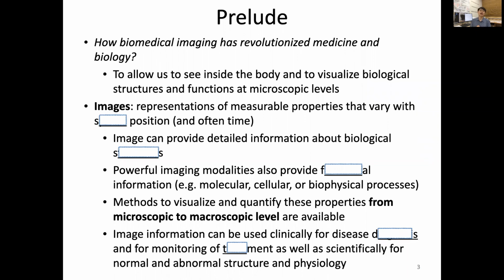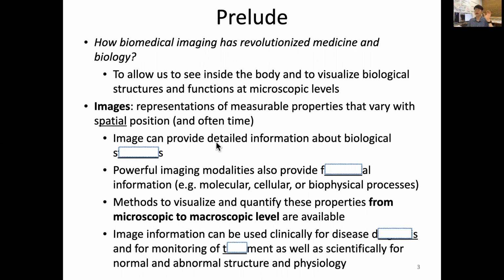So how has biomedical imaging revolutionized medicine and biology? Our eyes, our retina, can only recognize the surface of the body most of the time. However, biomedical imaging allows us to see inside our body and to visualize our biological structure and even functions down to the microscopic scale. So what is an image? An image is a representation of measurable properties that vary with spatial position. And if we have multiple images taken at different time points, then we can start to understand the dynamic nature of the subject.